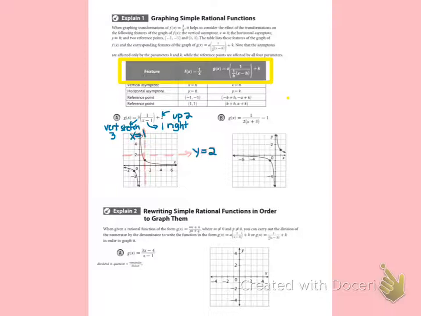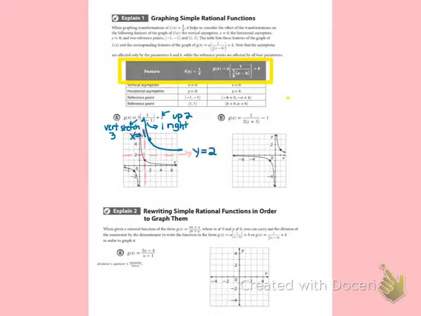Now that normal key point on the right hand side would have been over 1 and up 1 from where those asymptotes are. But now instead, because there's a vertical stretch of 3, it's going to be over 1 and up 3. So that key point, that part of the graph, is actually going to be right here. So if I take the graph and go like that, that's where the change in shape is going to come from, that vertical stretch.